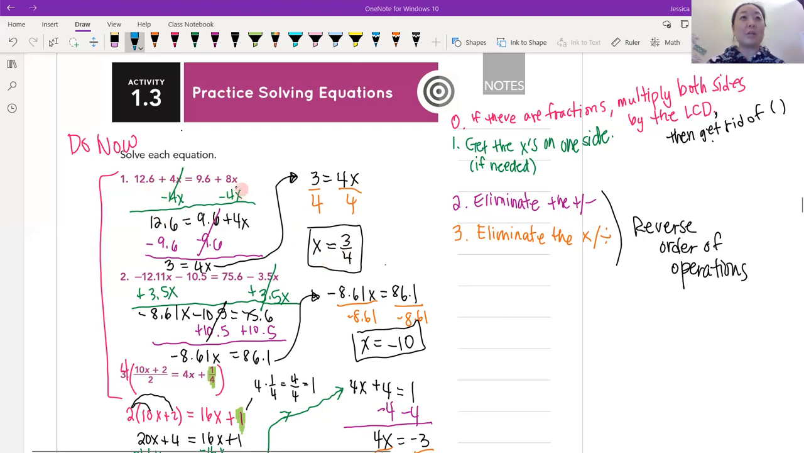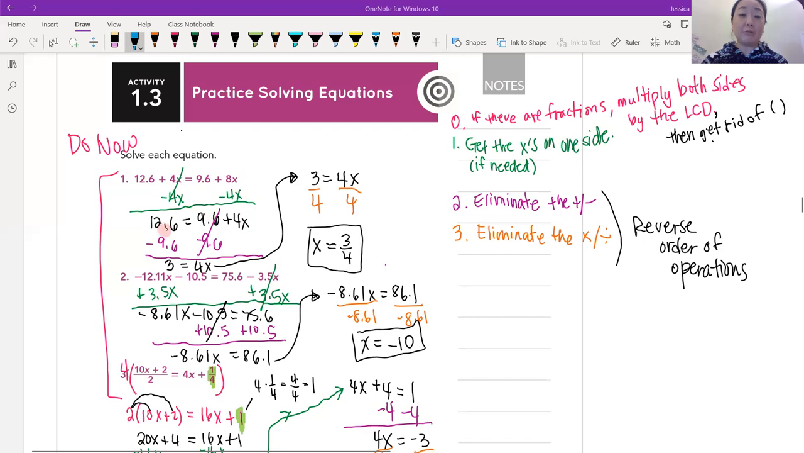So the first thing we're going to do here is get the x's on one side. I did try to color coordinate these, so this step is this green step right here. We decided we were going to get the x's to the right, because if we subtract 4x on both sides, that keeps the x positive. I like doing that just because I don't like dealing with negatives. So we're going to go 8x minus 4x, which is 4x here.